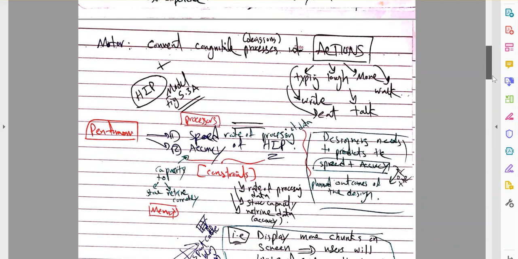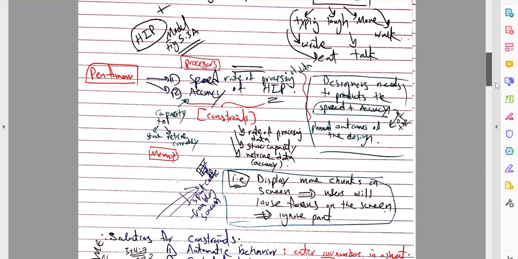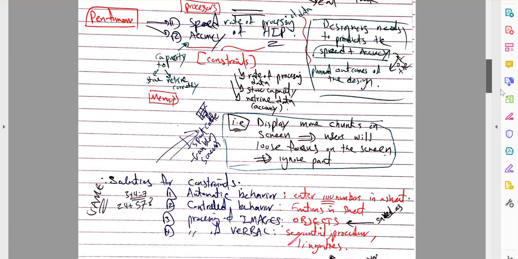So when you come to this one, let's say here, we have performance. What is meant by performance? Performance has two elements, speed and accuracy. Speed is associated with processors, one part of the human information processing system, and accuracy is associated with memory, the second element of human information processing.